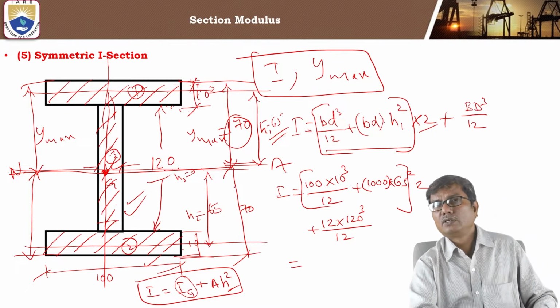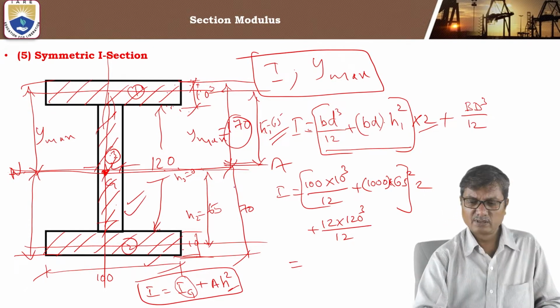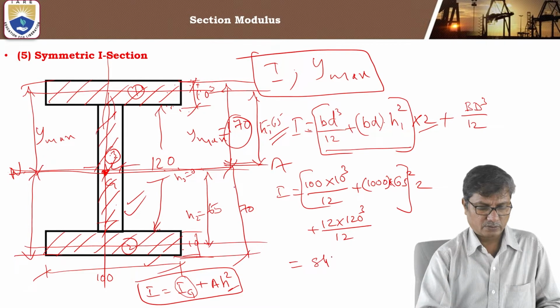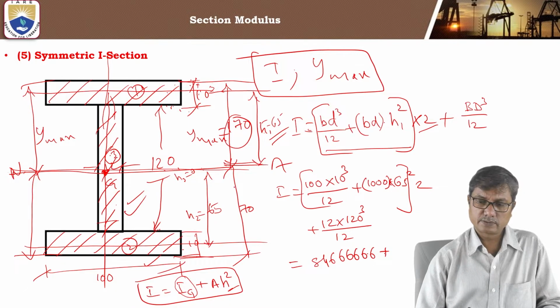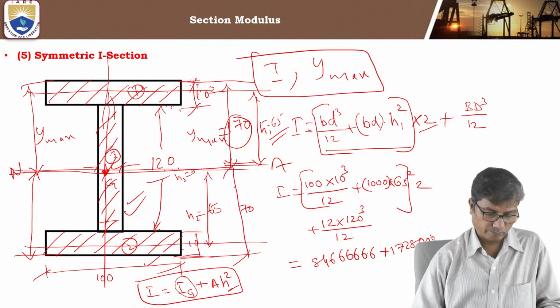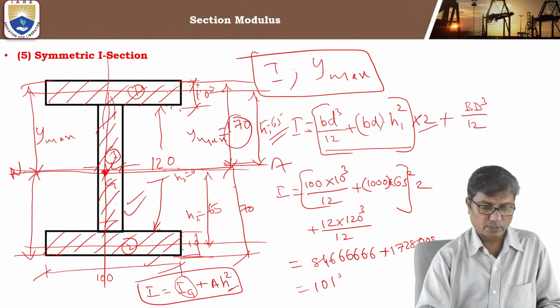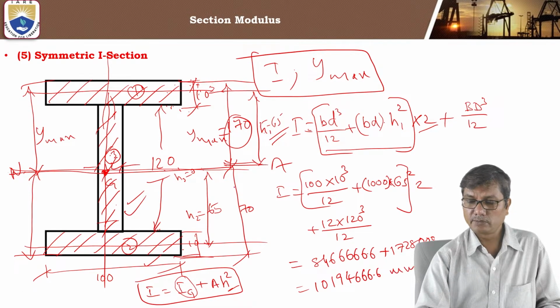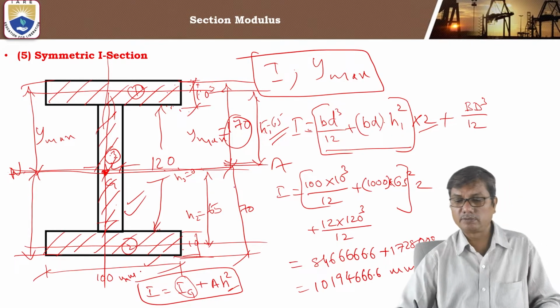Okay, so how much will it come to be? 8466 plus 1728000 plus, it comes out to be 10194666.6 units, mm power 4. All the units are expressed in millimeters.